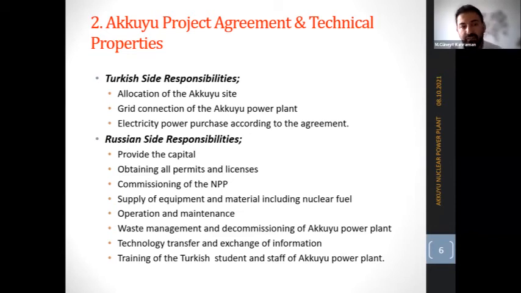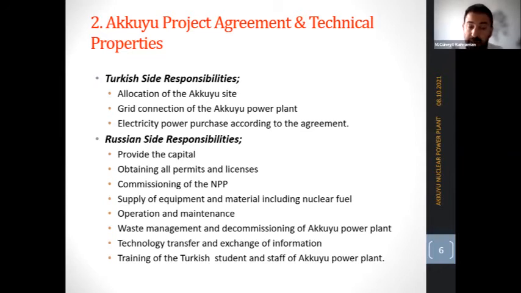So what about the Russian side? The Russian side has to provide the capital for this project, obtain all permits and licenses from Turkish authorities, commission the power plant, supply equipment, especially nuclear fuel, provide operation and maintenance of the nuclear power plant, and handle waste management and decommissioning of the Akkuyu power plant after its life's end.